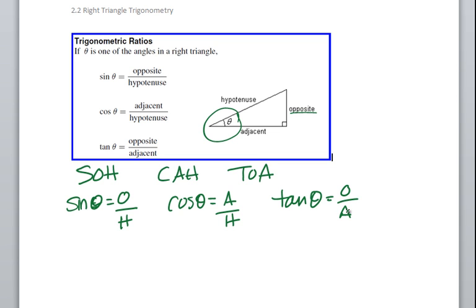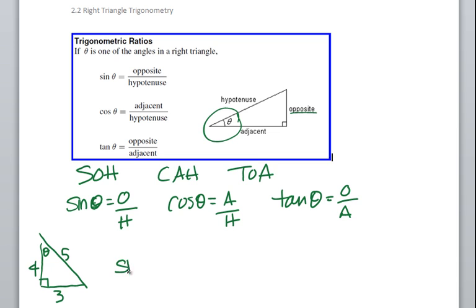Now let me do an example here. Okay, so here I have a 3, 4, 5 right triangle. This is a special right triangle with sides 3, 4, and 5. And I'm going to put my theta up here. I can put it anywhere I want, except for the right angle.